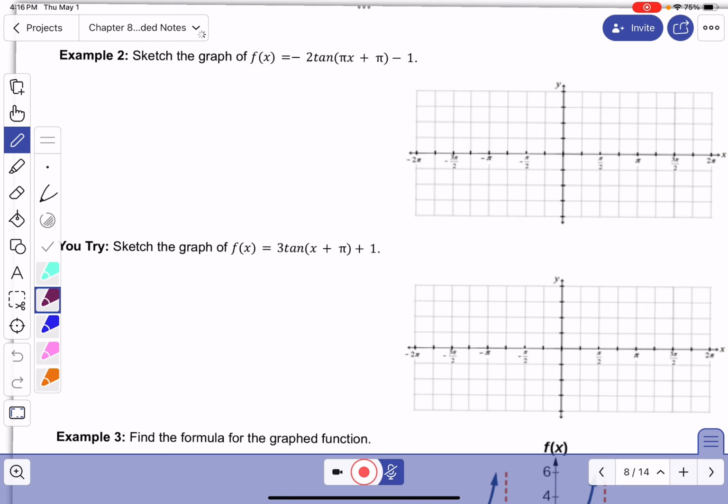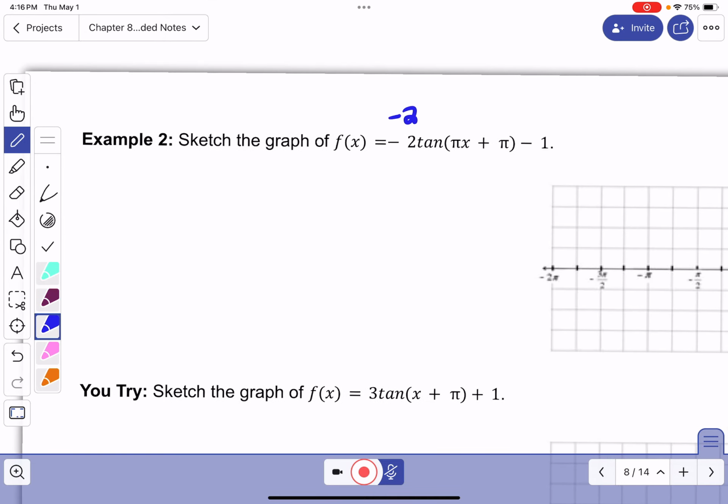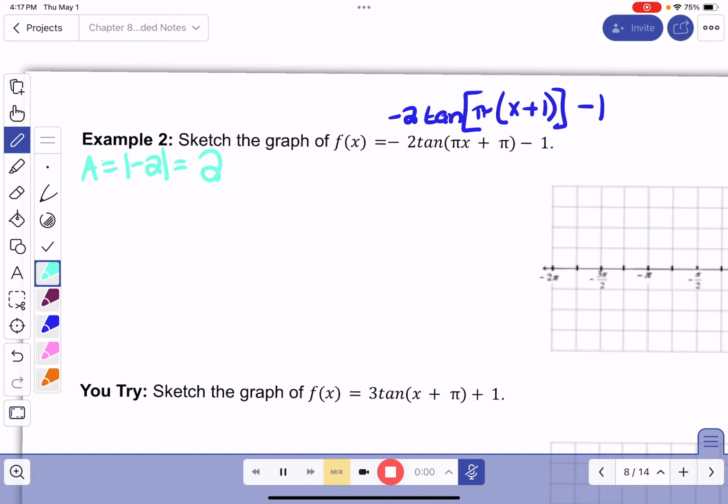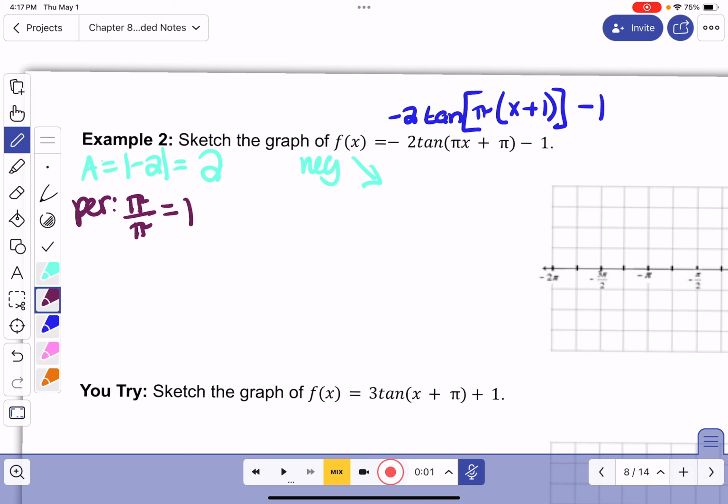All right, now let's combine all of the things. So same as before, if we have a phase shift and a period shift, we have to factor out that pi. Now we can do everything else. So our amplitude is going to be the absolute value of 2, which is 2. This negative just tells us we're going to go down instead of up. Our period is pi divided by pi, which is 1.